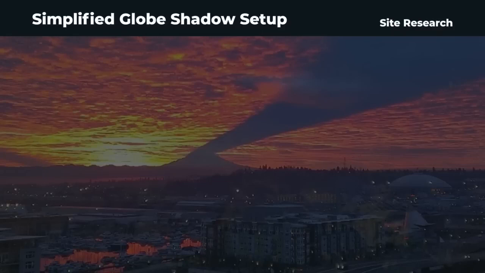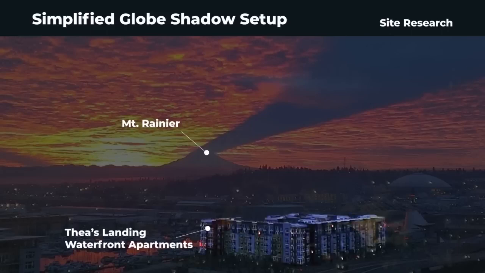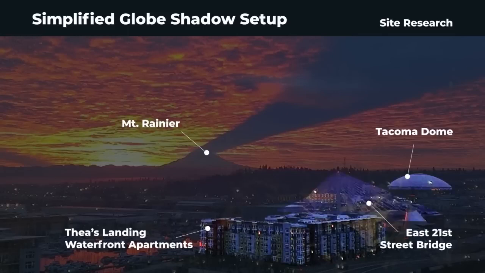Looking at the site, you can see Mount Rainier in the background. Another prominent feature was the building just in the foreground. It's next to this small body of water. It turns out that it is the Theus Landing Waterfront Apartments. Also, another noticeable feature was the Tacoma Dome in the middle ground just to the right. And then just in front of that was the East 21st Street Bridge. So with all of these locations determined, I could look at a map now to try and approximate this photo location.